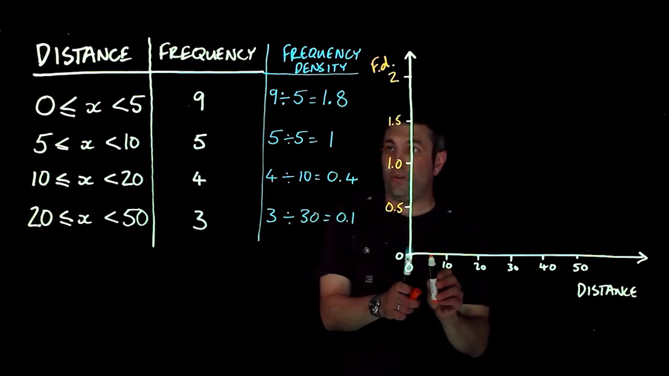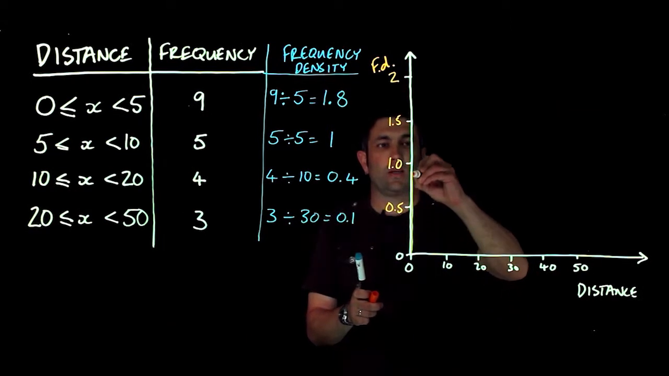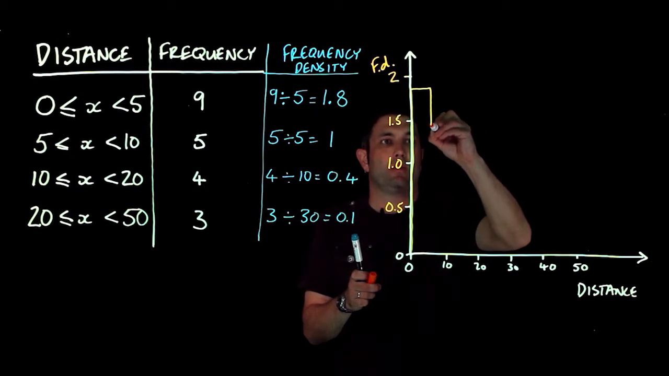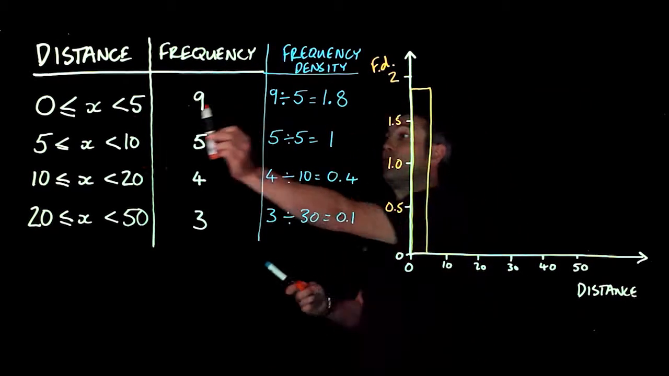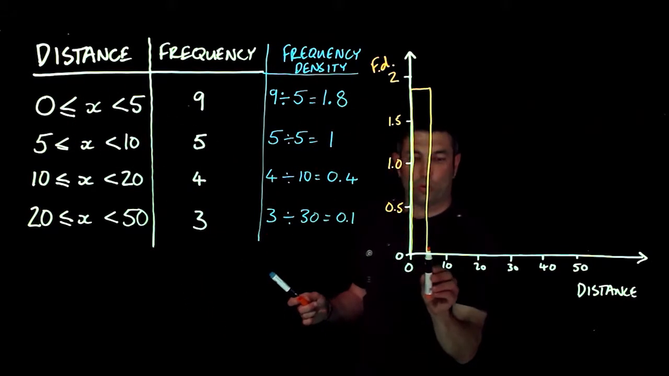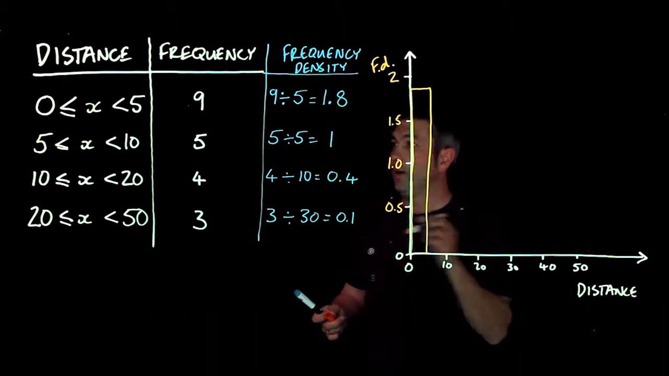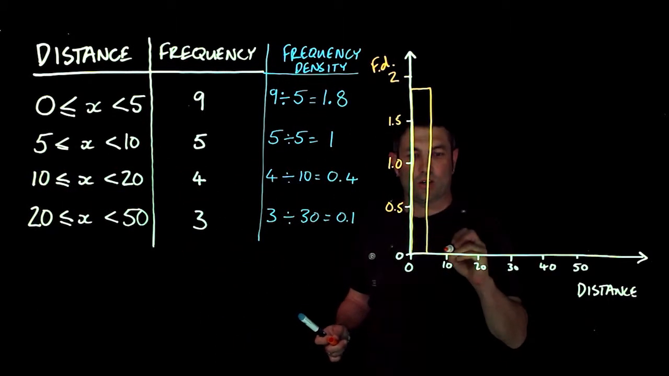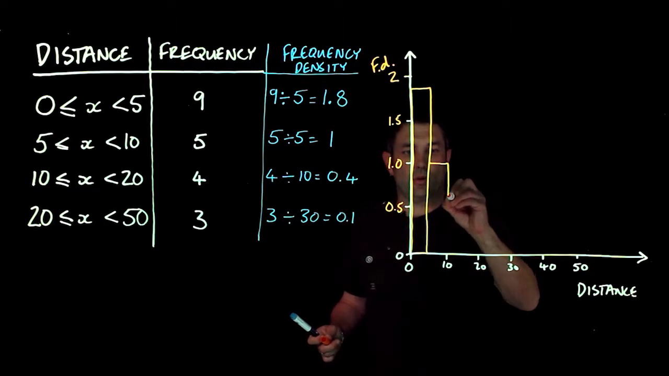So 0 to 5, here we go, 1.8. So I'm going to draw, and I'm going to start right next to the axis. Okay, 1.8 is about there, and I'm going to go down there. So that is my first group. So 0 to 5, okay, goes up to 1.8. Next one, again, 5 up to 10, so 5 to 10, so it's going to go to 1. So I can just do that there.